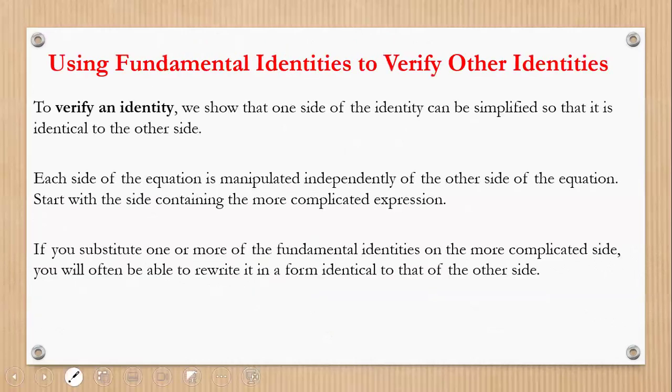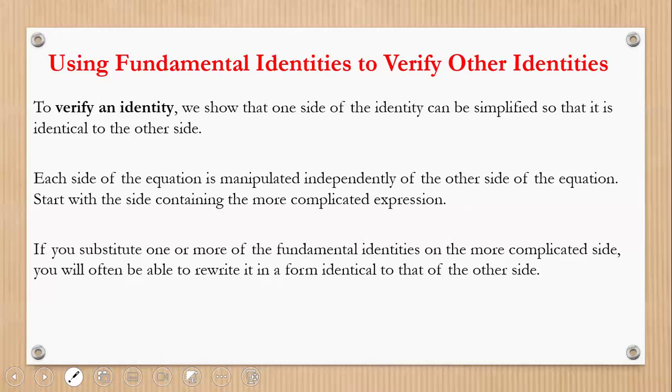So if we want to verify any other identities, we always need to start from one side of the equation, one side of the identity, and try to replace some of the fundamental identities, and simplify and try to get the other side of the identity. And sometimes in some problems, we need to work on both sides to show that they are identical and equal to each other. The left side is equal to the right side.